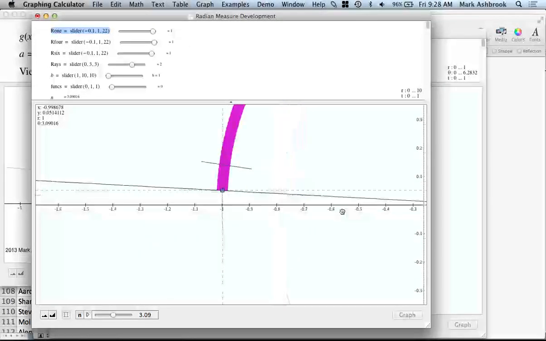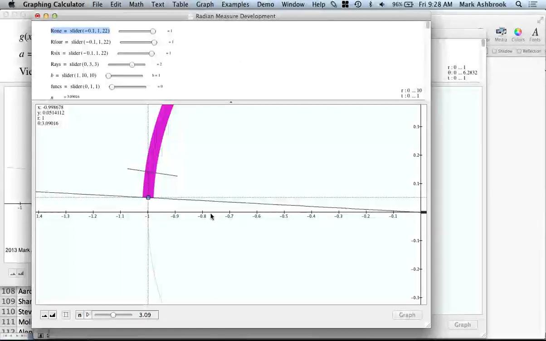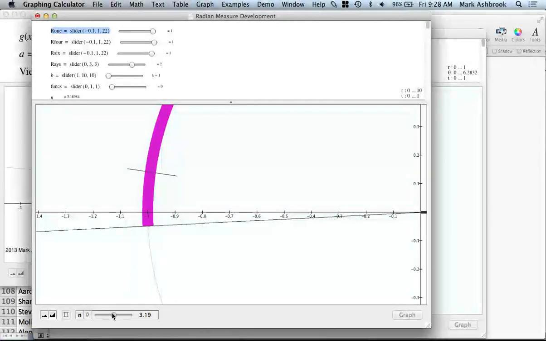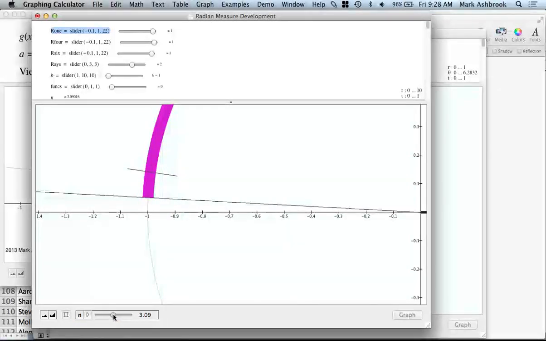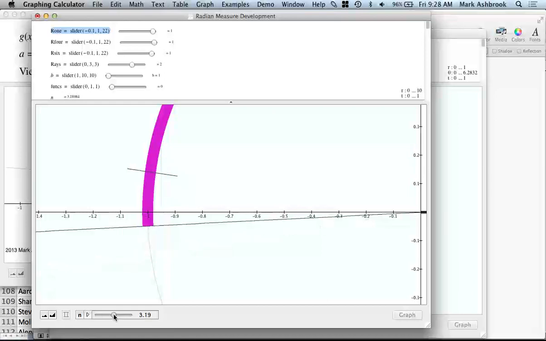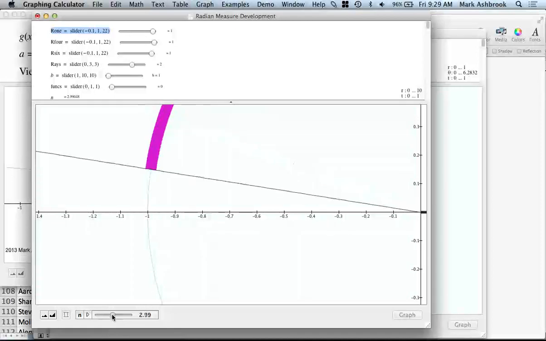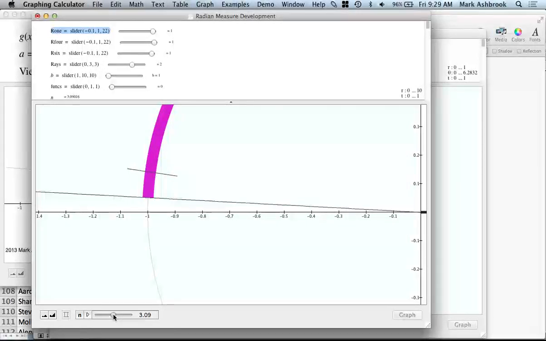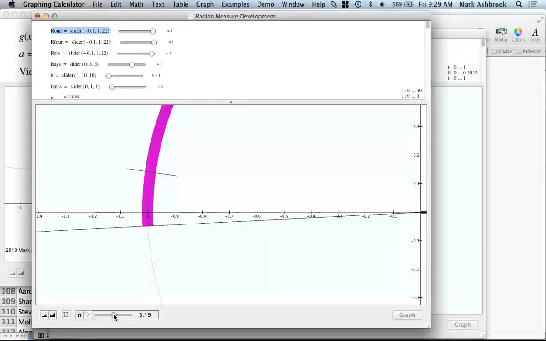All right, so we're zooming in here on the left side. This is showing an n of about 3.09 and then 3.19. So 3.09 is not far enough to get halfway around, and 3.19 is too many radius lengths. So how many radius lengths would you estimate to get exactly halfway around? About halfway between 3.09 and 3.19.